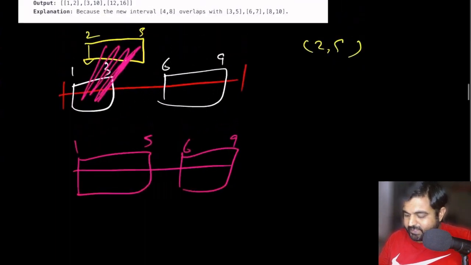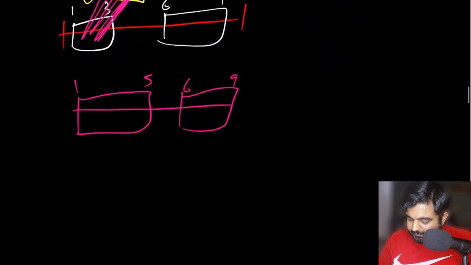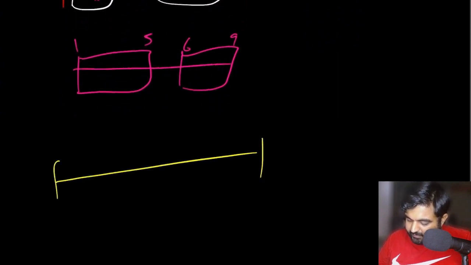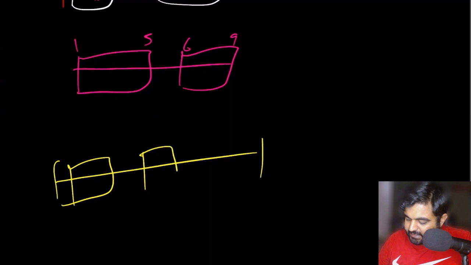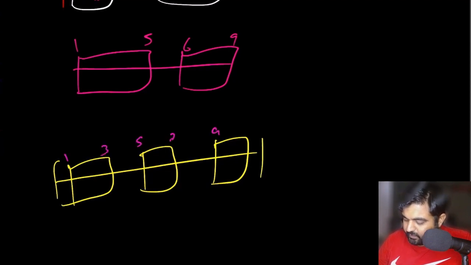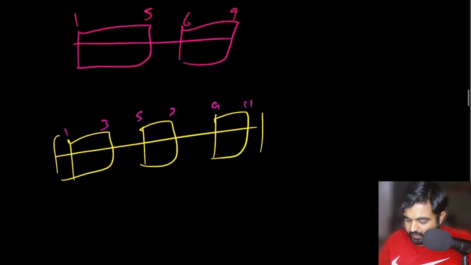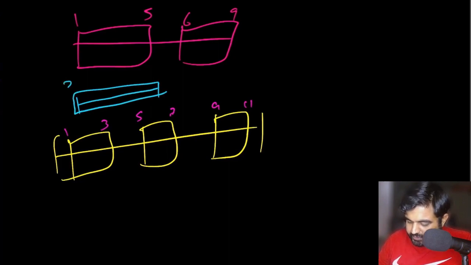How we are going to do it is that we simply go iteratively. Say, for example, we are given an input that looks like this: this is the first interval, this is the second interval, and this is the third interval. We can put any arbitrary values: 1 to 3, then 5 to 7, and then 9 to 11. We are given a new block that we are trying to add, spanning the values 2 to 6.